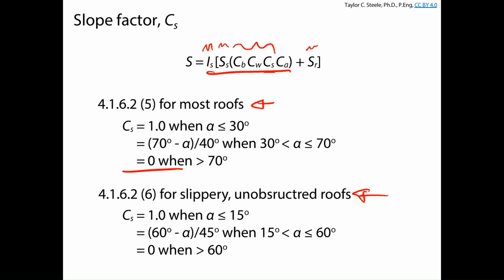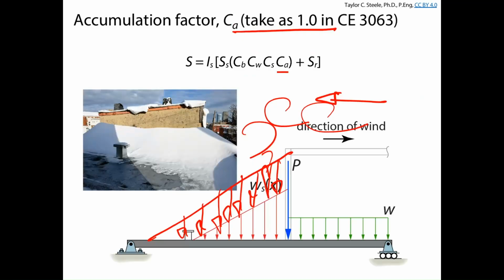And of course, finally, we had an accumulation factor. I said, take it as 1. If there is a penthouse on the roof, that might change in certain areas, but where the snow is still uniform on the roof, it's not going to pile up over the entire roof. Where the snow is uniform, we're basically going to take that as 1.